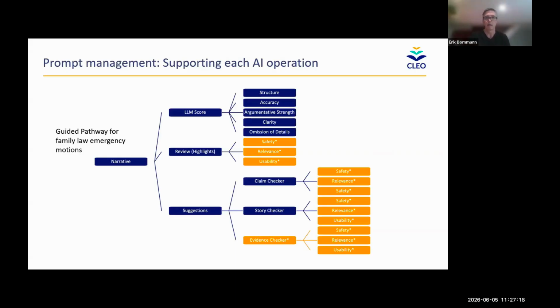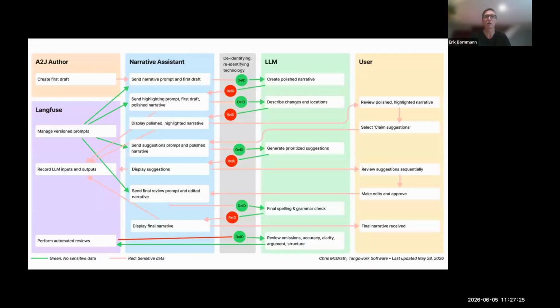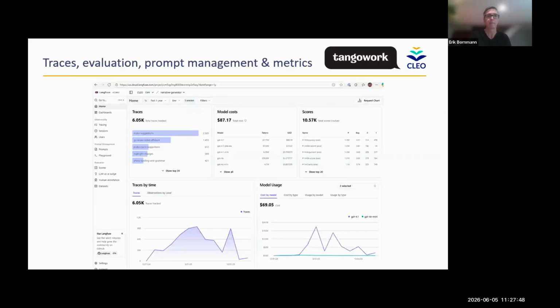And this is all being controlled by LangFuse, our engineering platform. And here you'll see the data flow from A2J Author into our narrative assistant. LangFuse, in the mauve there, is managing our prompts. There's a de-identification stack which pseudonymizes sensitive information before we send it to the LLM. It comes back from the LLM, and then we present it to the user for each of those steps. This is what our LangFuse dashboard looks like.